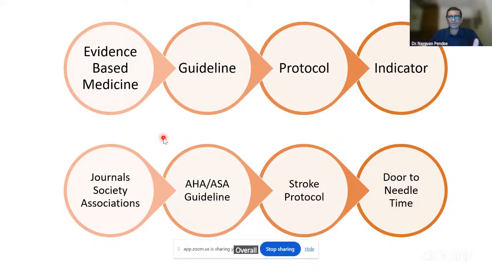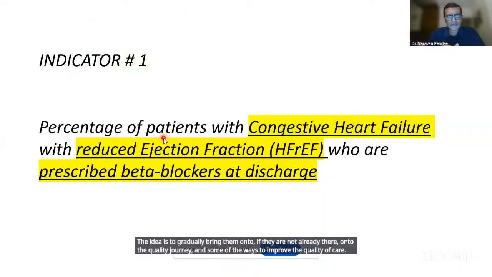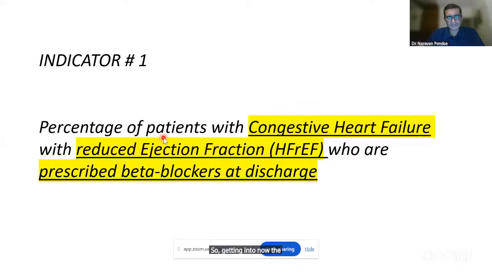Overall, the idea is to engage them, the idea is to support them, the idea is to gradually bring them onto, if they are not already there, the quality journey and some of the ways to improve the quality of care. So getting into these specific indicators now, I'll be covering 5 of them.